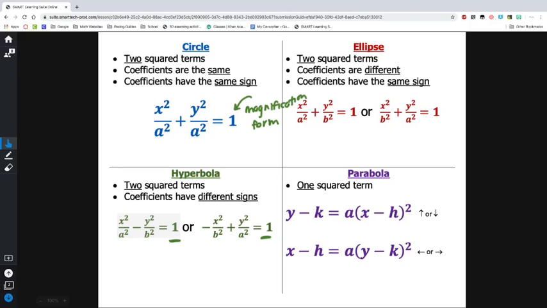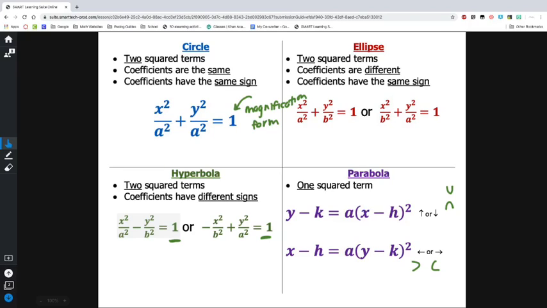The last type of conic section is a parabola. We actually did a whole chapter on them last semester, if you guys remember. There are two equations for a parabola. Only one term is squared, so we know we're looking at an equation for a parabola if we only have x or y being squared, but not both. We have two different types of parabolas: parabolas that open up or down versus parabolas that open left or right.